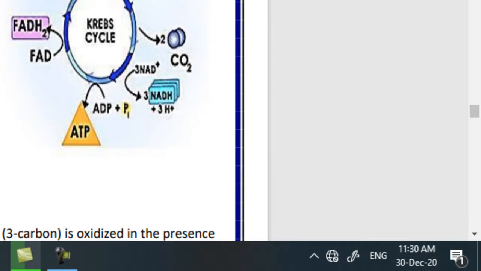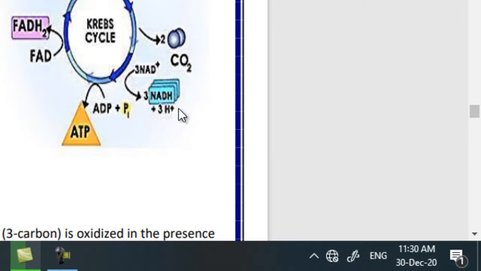After the citric acid we have intermediate compounds: oxaloacetic acid, ketoglutaric acid, succinic acid, and malic acid. As these intermediate compounds change from one to another, they will produce NADH, FADH, and ATP. This citric acid cycle will be repeated 2 times, one for the first acetyl-CoA and the other for the second acetyl-CoA. So if we calculate the amount of NADH produced in this cycle, we multiply it by 2, one for each acetyl-CoA.